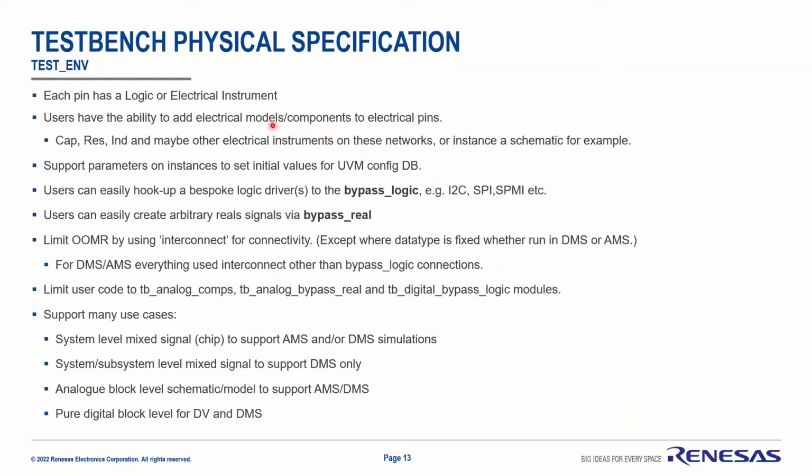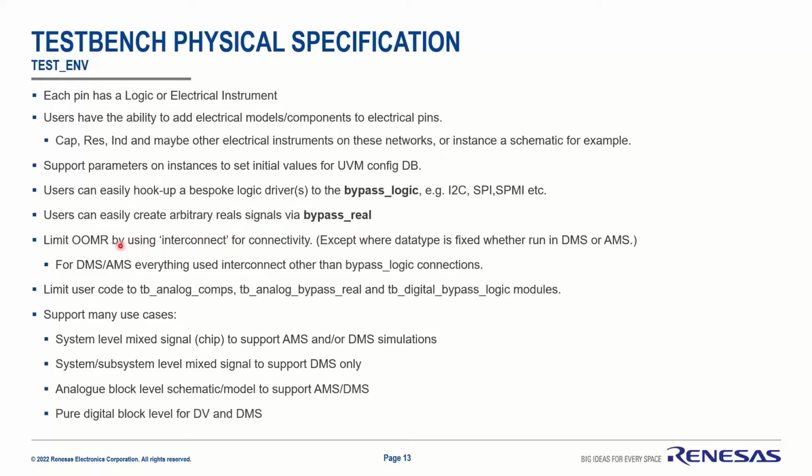So the specification for the test bench is each pin has to have an instrument on it. The users have to have the ability to add components to those pins, maybe an RC network. It needs to support parameters to set the initial values. If I've placed a cap down, I want to set an initial value on that the UVM config DB knows about. We want it easy for people to hook up bespoke drivers like I2Cs, SPMIs, and want the users to be able to create arbitrary signals as well.